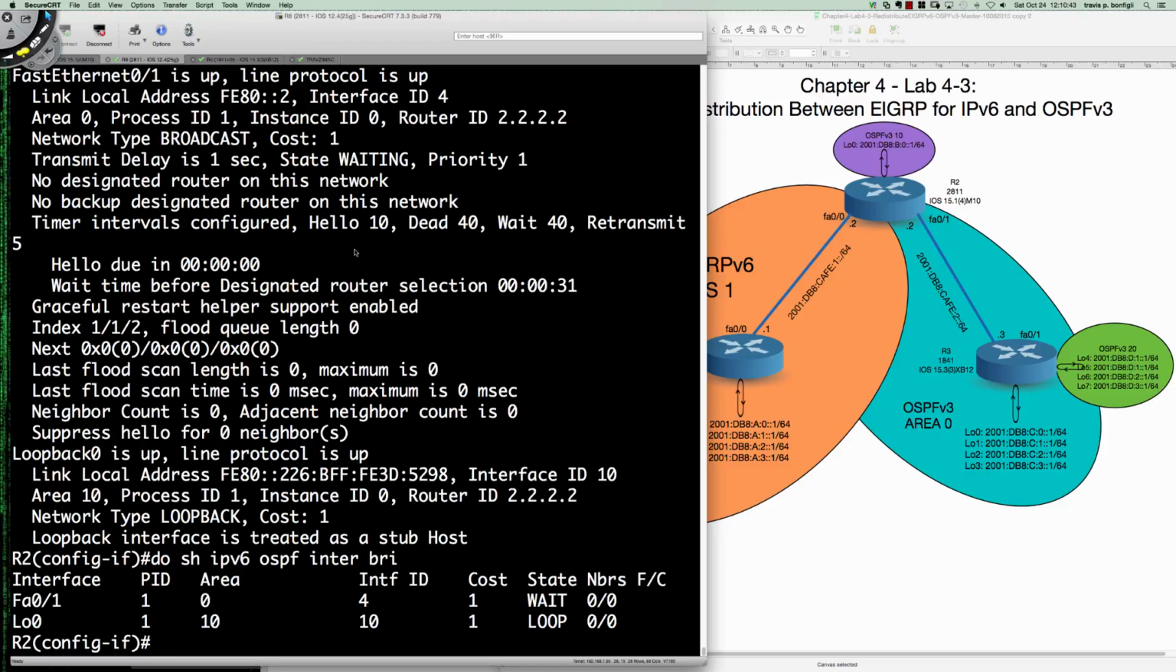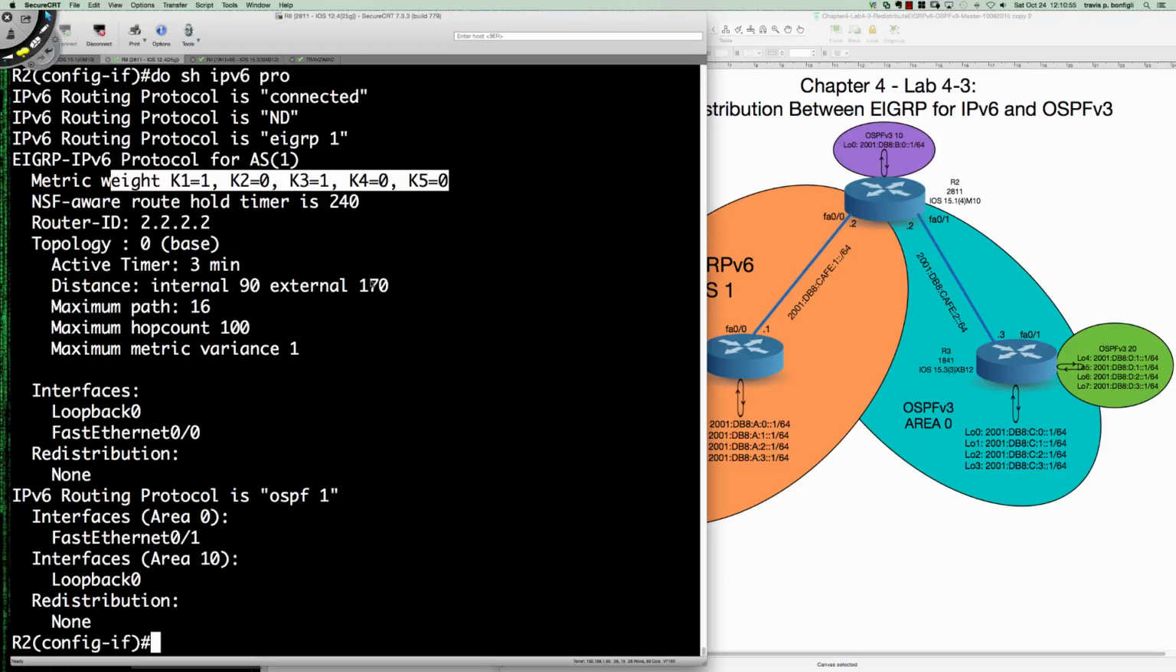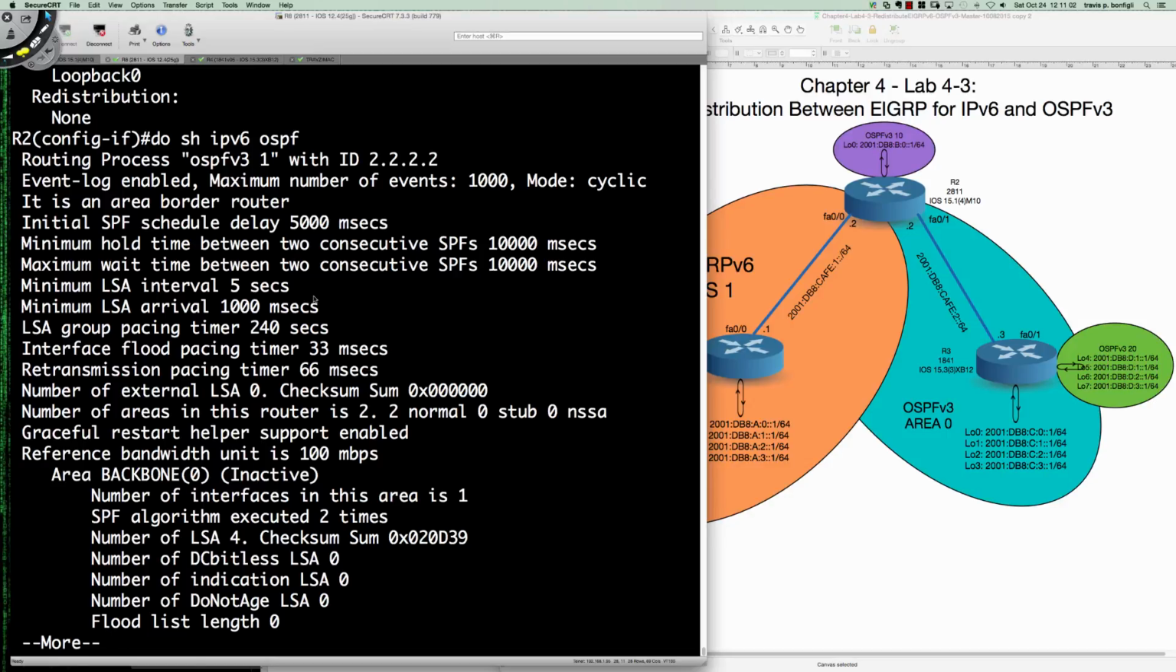If I were to say do show IPv6 protocols, we can see that we are running the non-EIGRP name mode, and do show IPv6 OSPF. And when we take a look here, what kind of a router is this? Well, we see right up here, conveniently, it is an area border router.